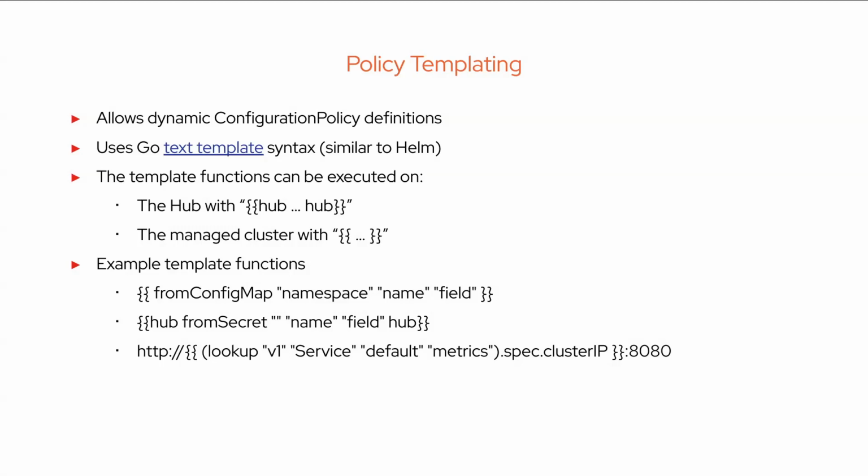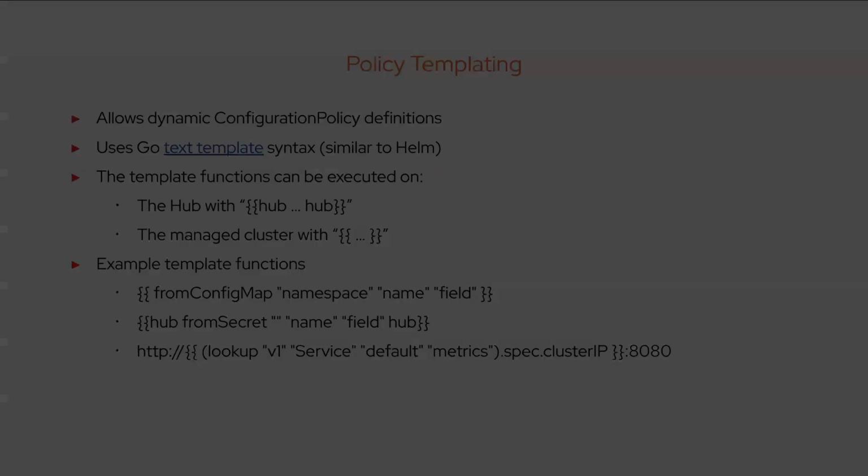One thing I'll note is that with the hub policy templates, you're limited to just querying for objects in the same namespace as your root policy. And this is for security reasons, so that there's not this privilege escalation where if you have access to create policies on the hub in one namespace, it doesn't allow you to just query anything on the hub cluster. So again, any objects that are in the same namespace as the root policy that you defined, you can access those with hub templates.